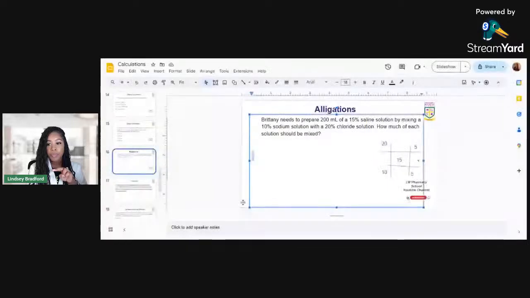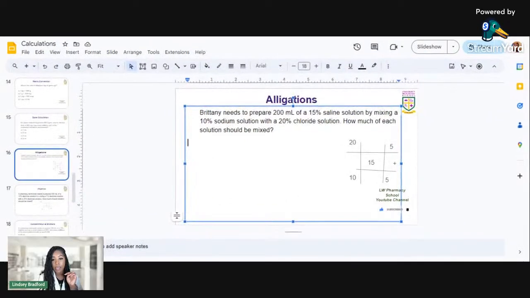So let me go ahead and share my screen because y'all know I like to be a woman of my word. And we're gonna do two alligation problems. Okay, we're gonna do two of them. So let me get the screen up. Where is it? Here it is. So here we are. And let me see if I can come up closer. Let me come a little closer.